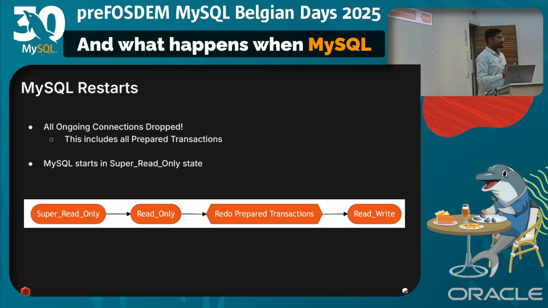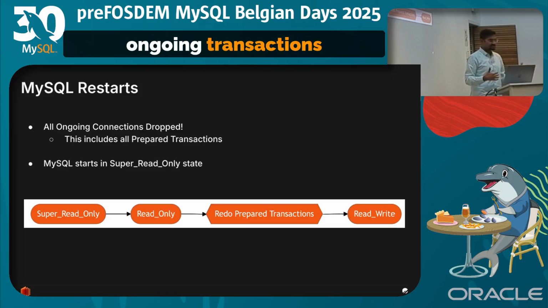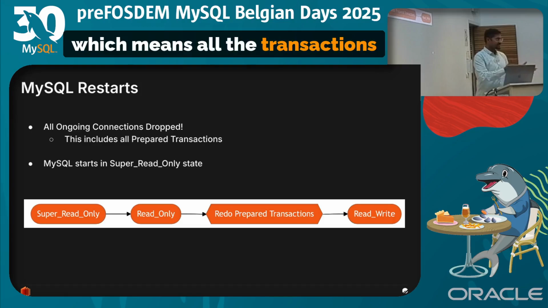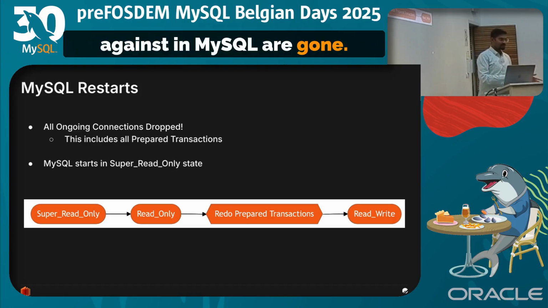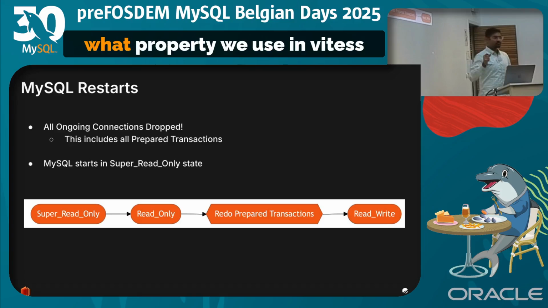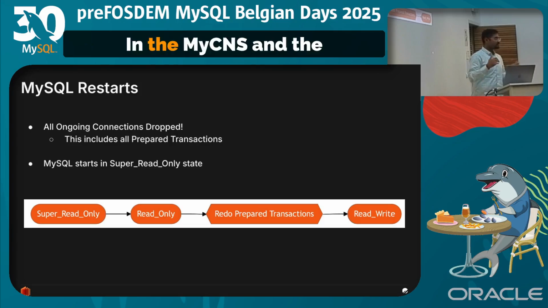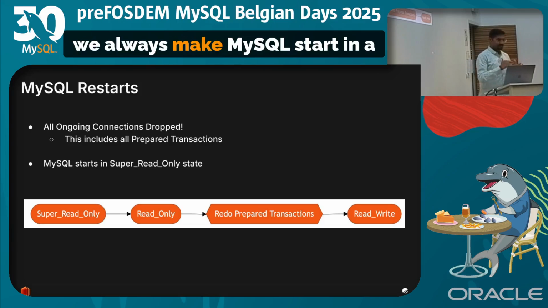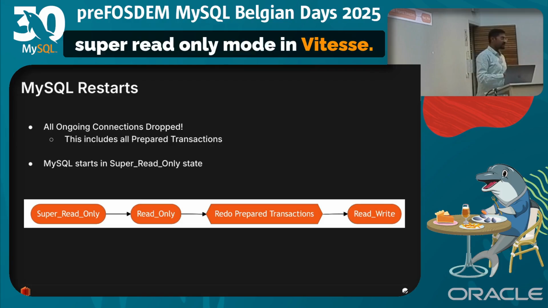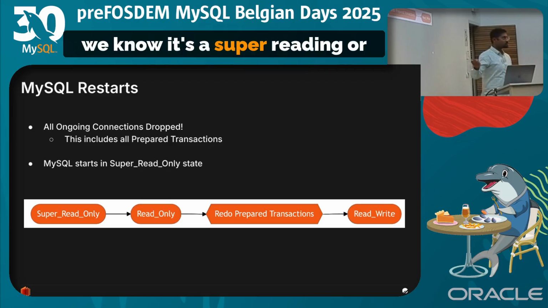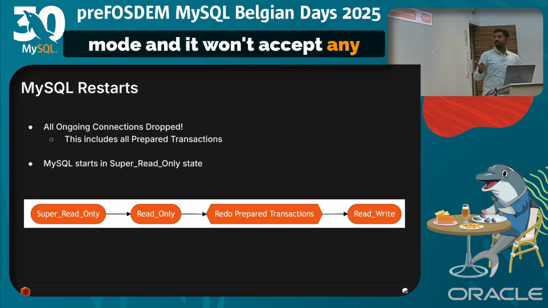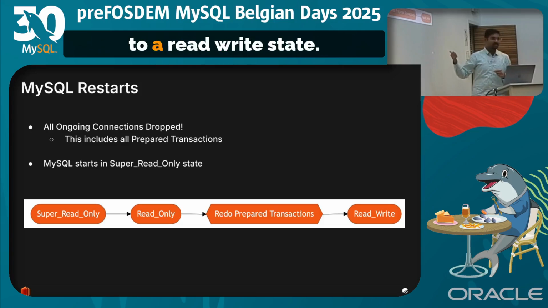What happens when your MySQL restarts is that all your ongoing transactions have been dropped, which means all the transactions that we've already prepared against that MySQL are gone. For resolving this issue, the property we use in Vitess is that MySQL always starts in super read-only mode. In the my.cnf and the init files, we always make MySQL start in super read-only mode in Vitess. So when a MySQL restarts, we know it's in super read-only mode and it won't accept any more writes until it transitions to a read-write state.